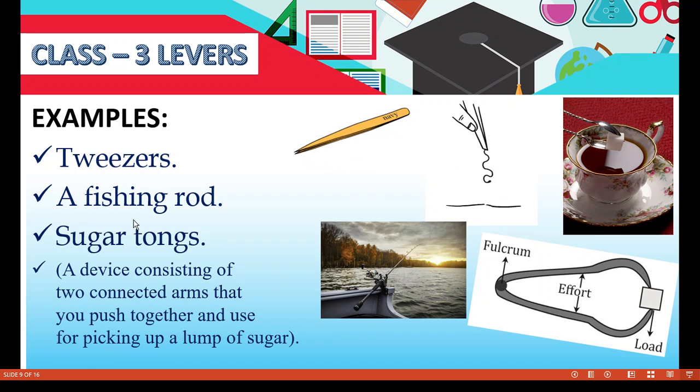Okay, so another one is the fishing rod. This we have already discussed. You look at this here. The fishing rod will usually be mounted or fixed at some point on a boat. So here the fulcrum is at one point, and here they will apply a force in order to catch the fish, and the fish will be at the other end, that is, the load will be at the other end.